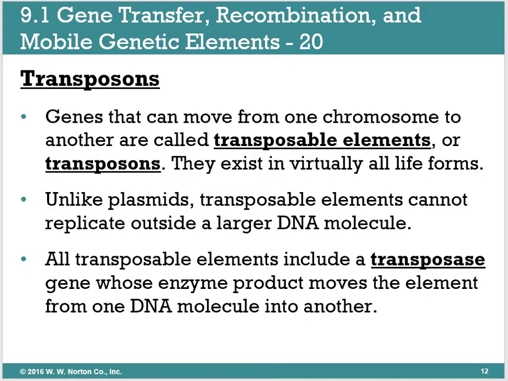Okay, now we have transposons. This is when genes can move from one chromosome to another, and that is called a transposable element or a transposon. They exist pretty much everywhere in all life forms, but they're not like plasmids. These cannot replicate outside of a larger DNA molecule. Whereas plasmids can replicate autonomously, meaning by themselves, transposons cannot. They have to have aid. And a lot of times these transposons have certain enzymatic genes that help in moving the element from one DNA molecule to another.